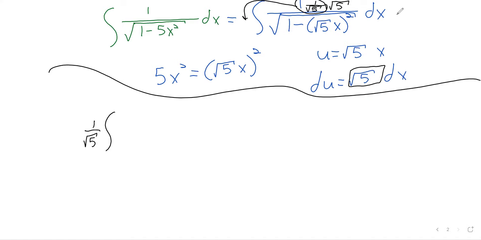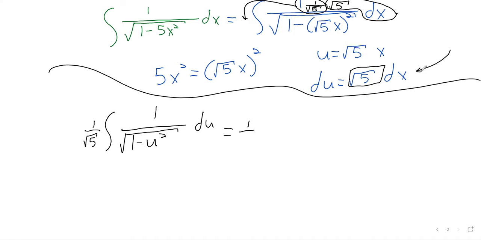We'll get the integral. Now this square root of 5 and this dx will turn to du. The bottom, we have 1 minus u squared. So 1 over the square root of 5, then that's the arc sine of the square root of 5 times x. So 4 being a perfect square was a convenience for our first problem. It's not a requirement.